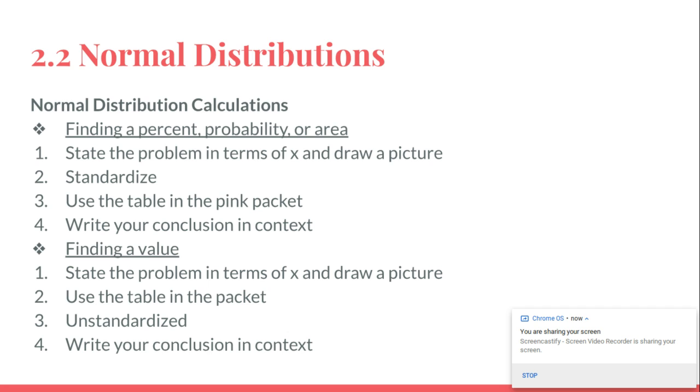When finding a specific value on the curve, you state the problem in terms of x and draw a picture of the graph. And then use the table in the pink packet to find the percent probability or area that is depicted on the graph in order to find the corresponding z-score that is unknown. And then you unstandardize the unknown value that you found and write your conclusion in the context of the problem.